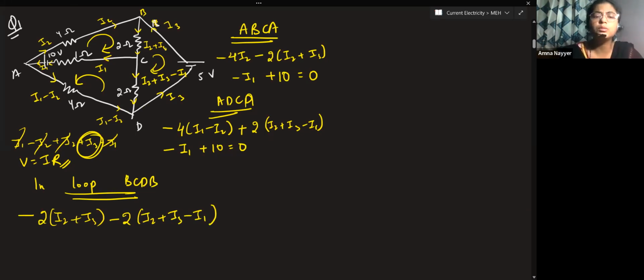Fine. Now the last thing, this is very easy. We are moving from here to here, means from the negative to positive terminal. This will be plus 5 volt. This will be equal to 0.